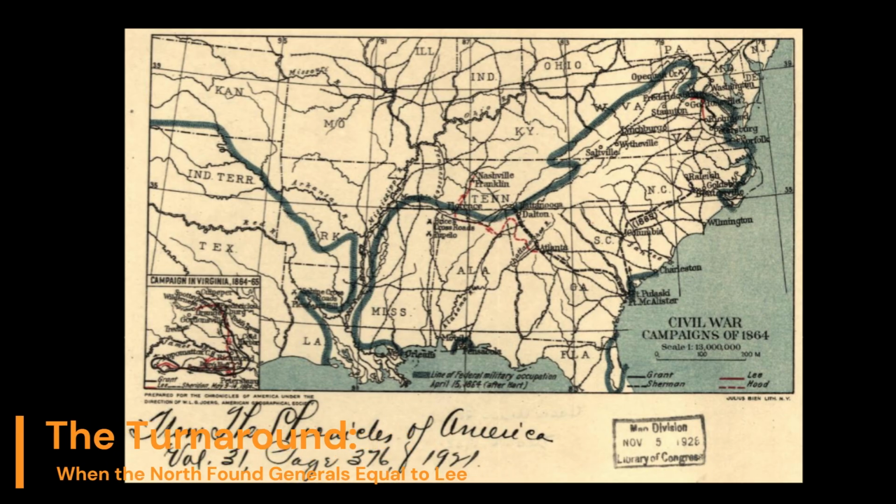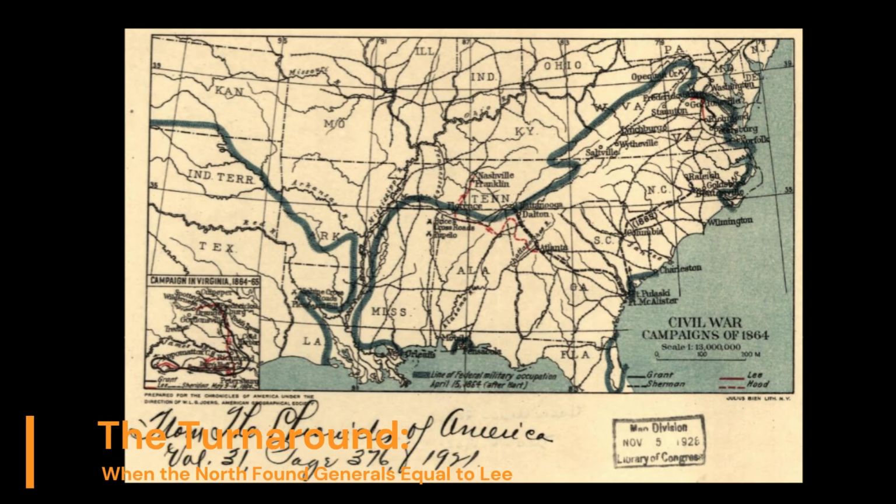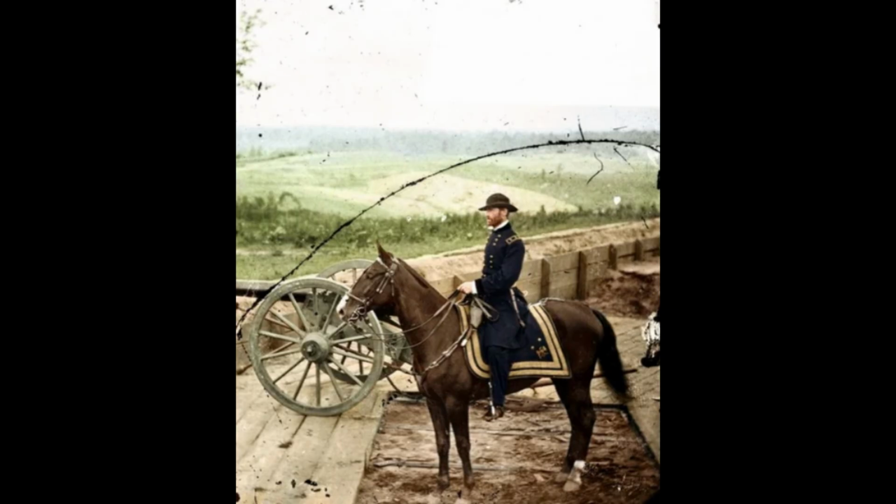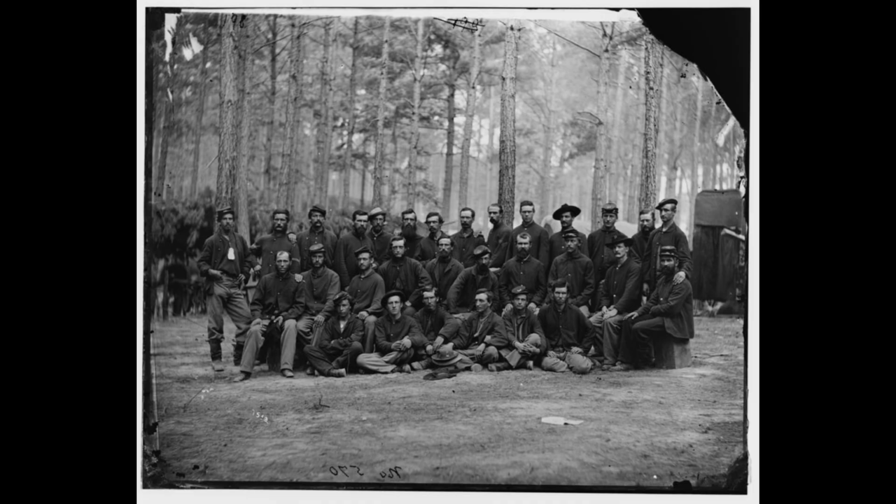1864. The North finally found a general capable of standing up to Lee. Ulysses S. Grant was transferred from the West to assume overall command of the Union armies. He focused his personal attention on the Virginia campaign, while his friend William T. Sherman was sent to invade Georgia, and Sheridan was assigned to devastate the Shenandoah Valley. Grant and Sherman began their main campaigns in May.